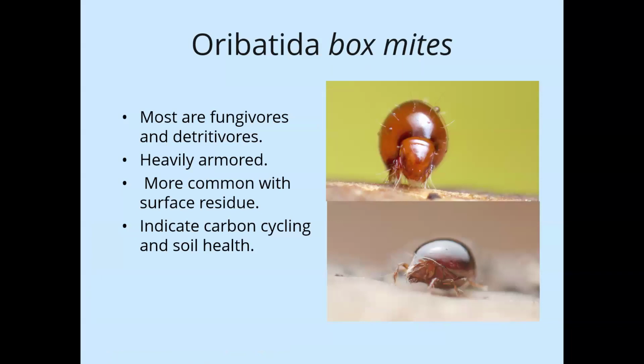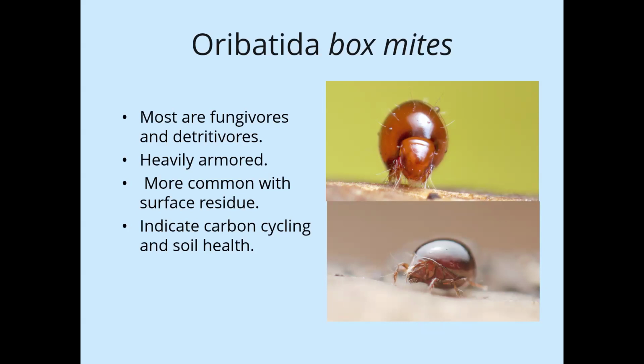The other mites that you would see a lot of are oribatid or box mites. And these are mostly fungivores and detritivores. Detritus is just kind of any leftover plant or animal material that's on the surface. So they're just decomposers basically. And they're called box mites or turtle mites because they have this very heavy armor on their body. They're heavily sclerotized, and this protects them from predation by those predatory mites.